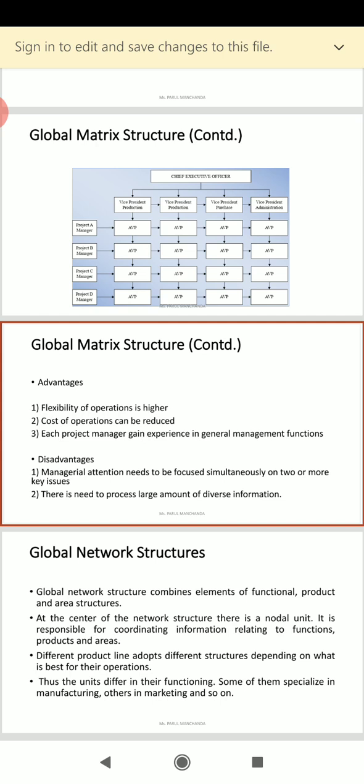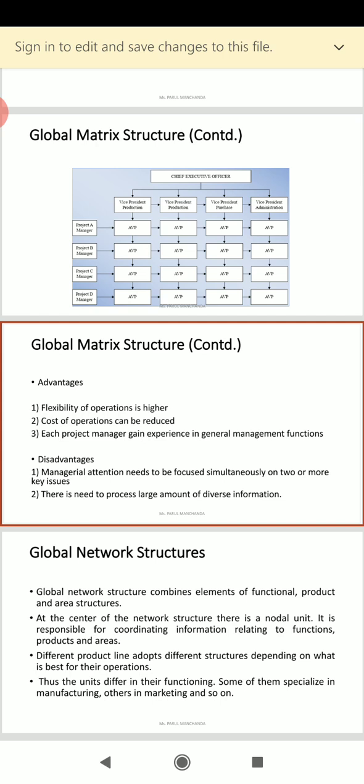Also, if we talk about the costs of operations, they are reduced considerably, because what happens is generally you are working under a functional head also, and you're working under a project also. So rather than having duplication, I mean rather than having two different individuals, as in one different person under production and one different person under project manager A, you are one person under both of them, so you are helping them reduce the cost of personnel.